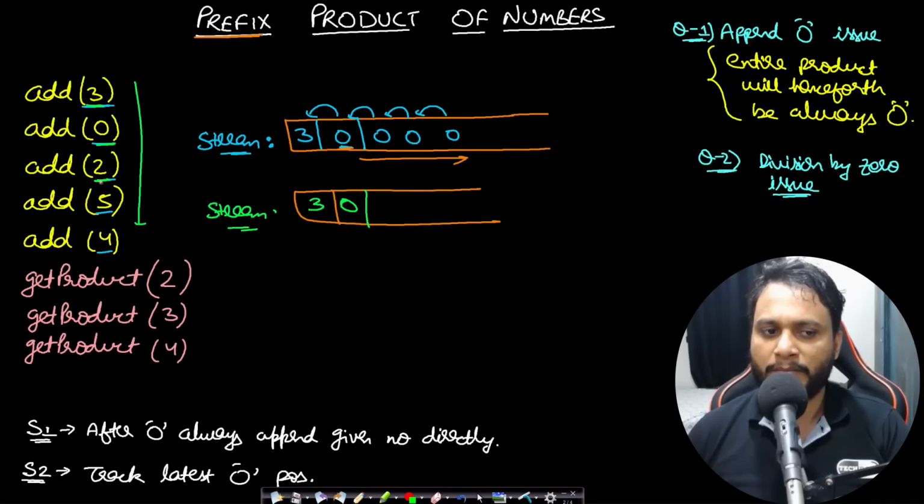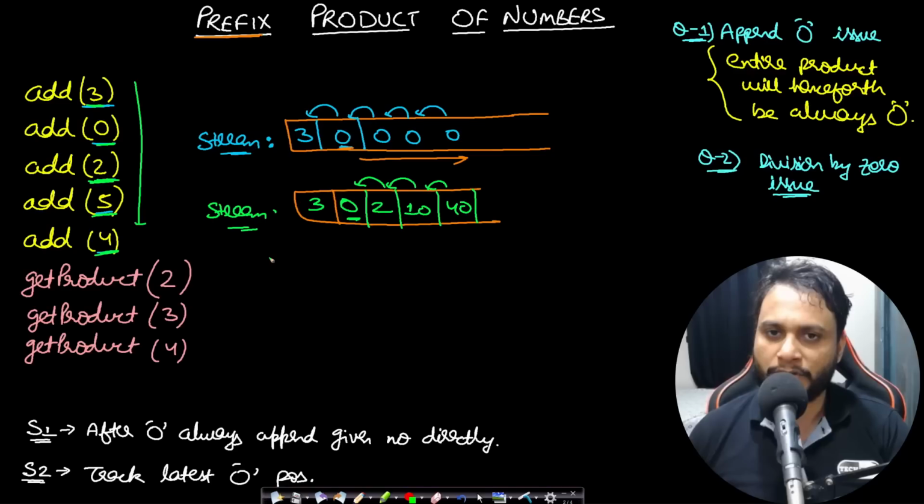Whenever a number comes in, you check if the previous product was 0 or not 0. If it was 0, then append the number as it is. Don't do anything. And again, if 5 comes in, check if the previous number is 0. If it is not 0, multiply and then store. Now if the next number 4 is coming, then check if the previous number was 0, not 0, then multiply and store it. So we are storing prefix product and we are jumping over the zeros.